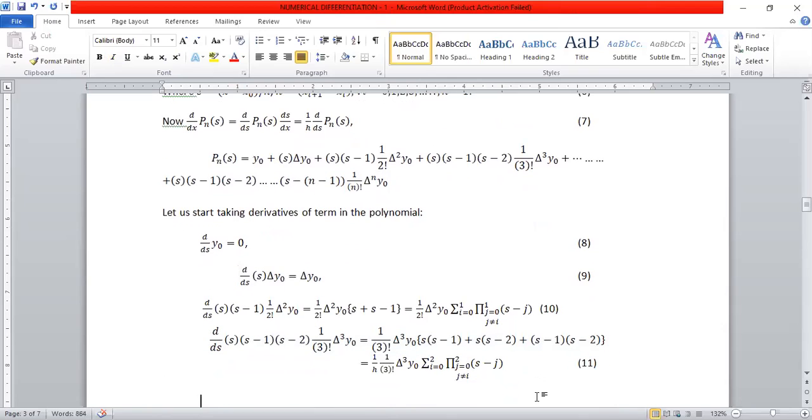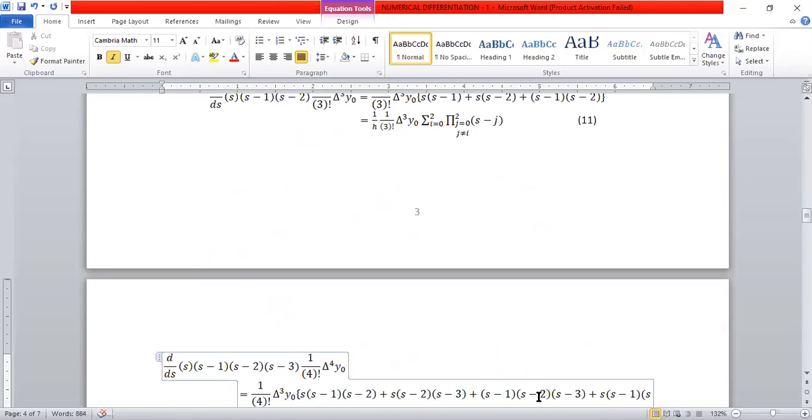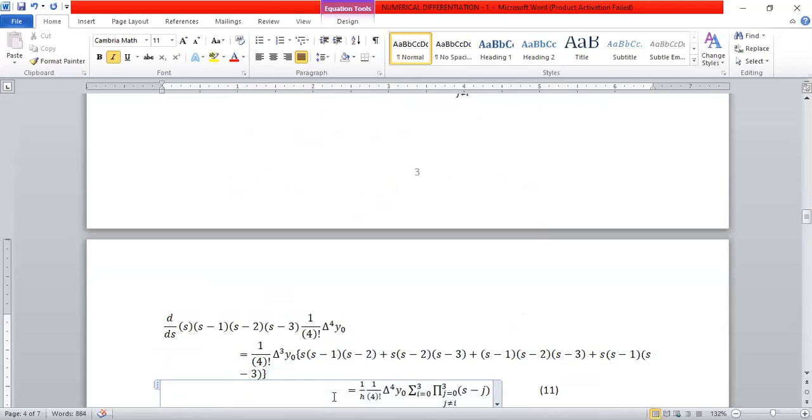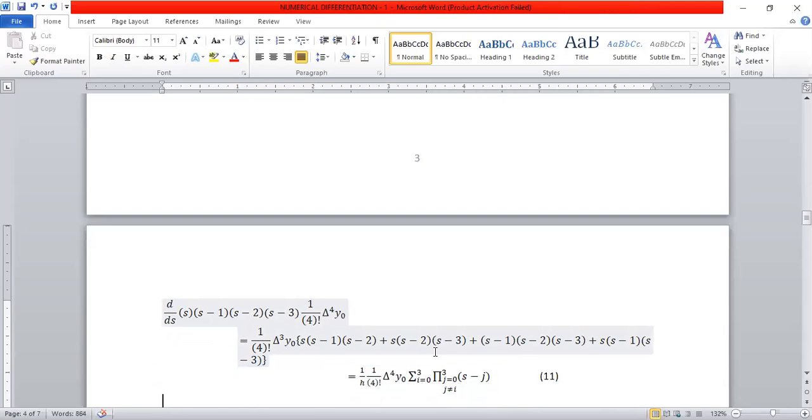So that is the derivative of the third order term. Then the fourth order term differentiated: this time 1 upon 4 factorial, and the fourth order forward difference is constant. And here we have a product of 4 linear terms. So we will get 4 terms added together, each containing a product of 3 linear terms. So u into v into w into whatever: as there are 4 factors, first time the derivative of s minus 3 is taken, second time the derivative of s minus 1 is taken. In whichever order you take them, these 4 terms will be formed. So that is the derivative of the fourth order term.